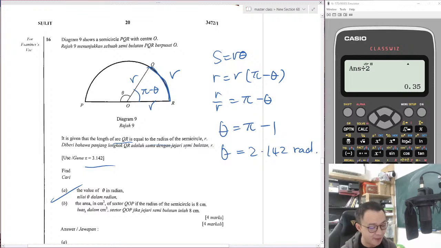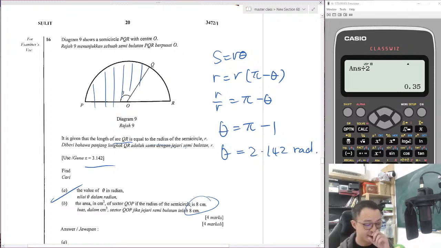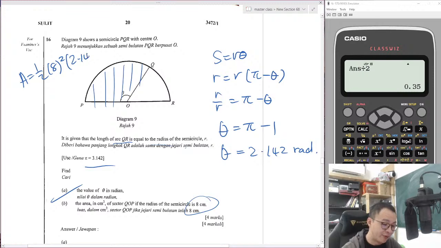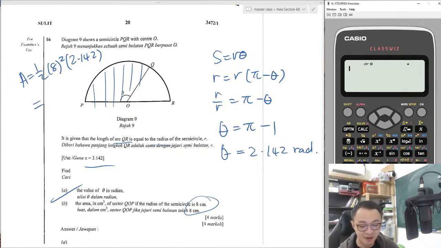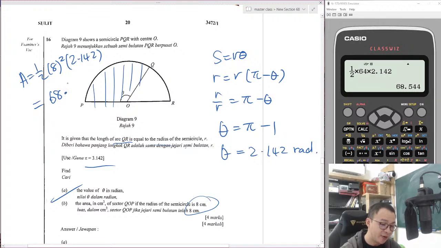Then we go to part B. They ask you to find the area of QOP. I believe they asked about this area. If the radius given is 8, then I will just use the formula, half r squared theta. This one is 64, times 2.142. Type everything in the calculator, and it will be 68.544 centimetre squared.